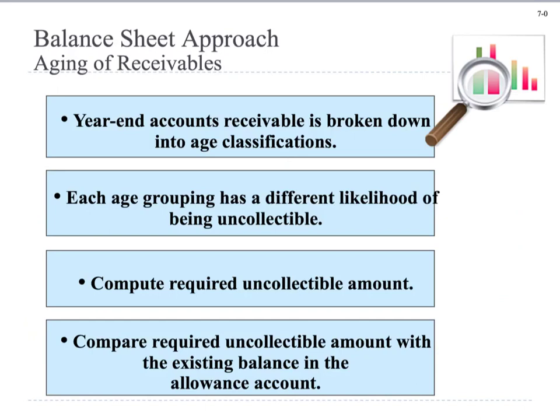We have the year-end accounts receivable broken down into these age classifications. So that's what I was talking about. Each age grouping has a different likelihood of being uncollectible. And you compute the required uncollectible account using this amount and compare it with the existing balance in the allowance for doubtful accounts, like we've talked about before.